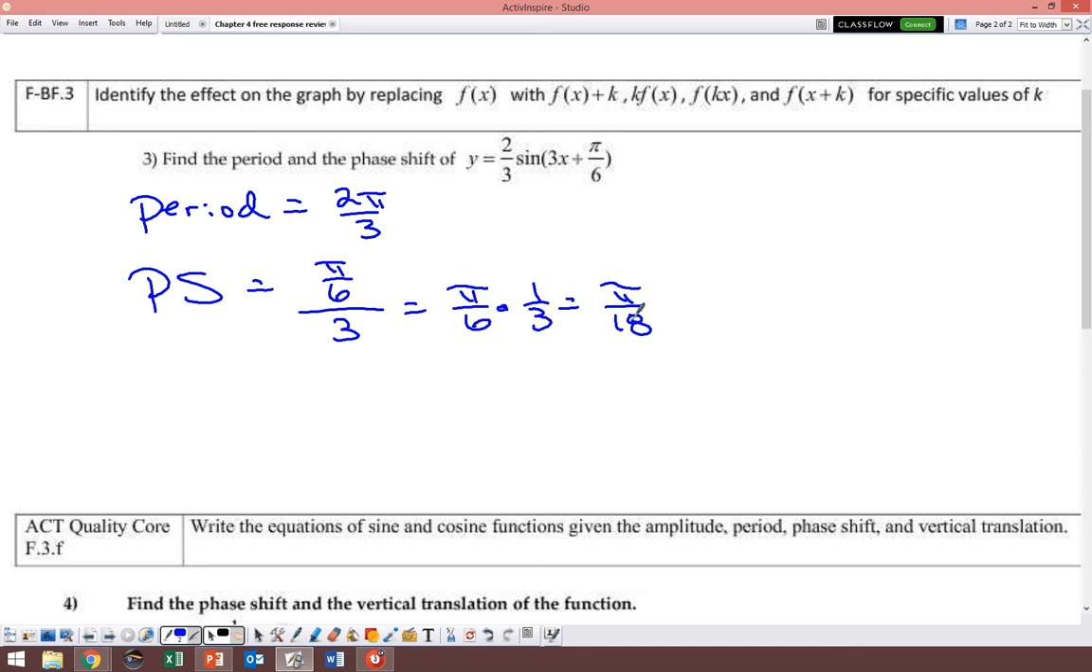Now, if it's asked for a direction, which way is that going to be? To the left. Positive numbers go to the left, negative numbers go to the right.